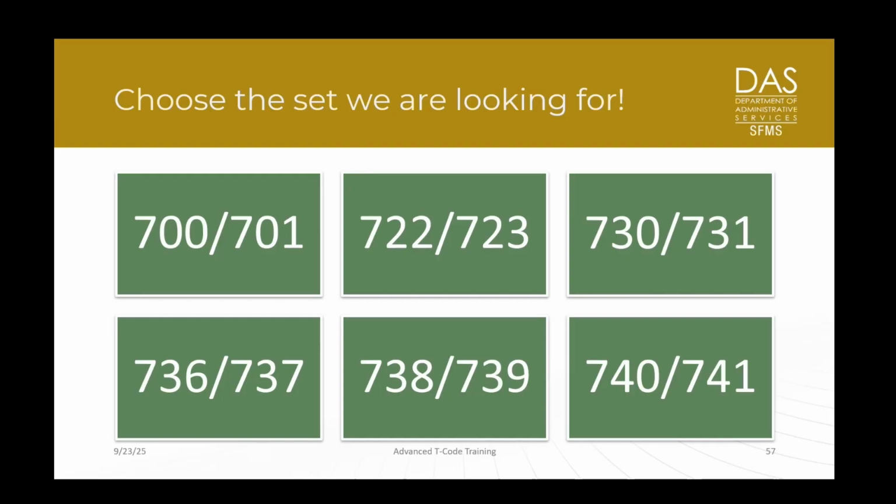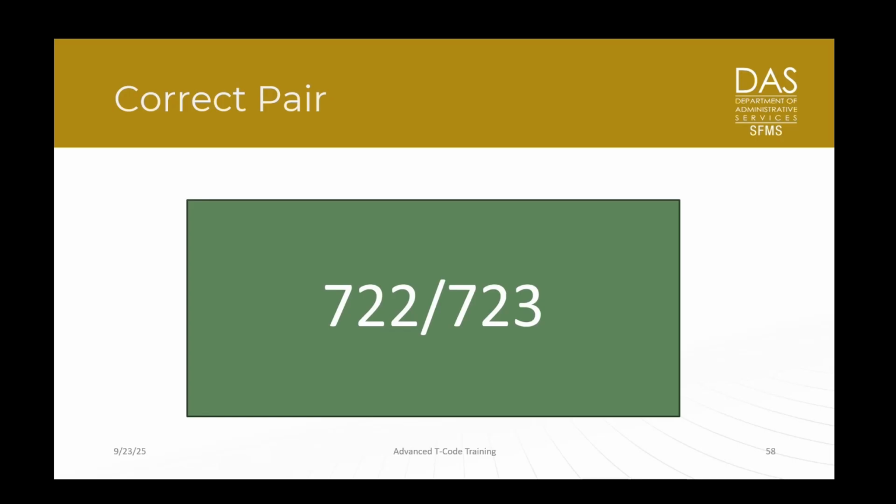But where are we looking? 700 and 701, 722, 723, 730, 731, 736, 737, 738, 739, and 740, 741. Which option are we looking at? Well, we're looking at 722, 723, quasi-external expenditure, and then quasi-external revenue, no AR. So if the receiving agency had set up an AR, the correct answer then would be 730, 731. And so just make sure when you guys are doing quasi-external expenditures that you're checking those things and making sure if they set up an AR or did not set up an AR.